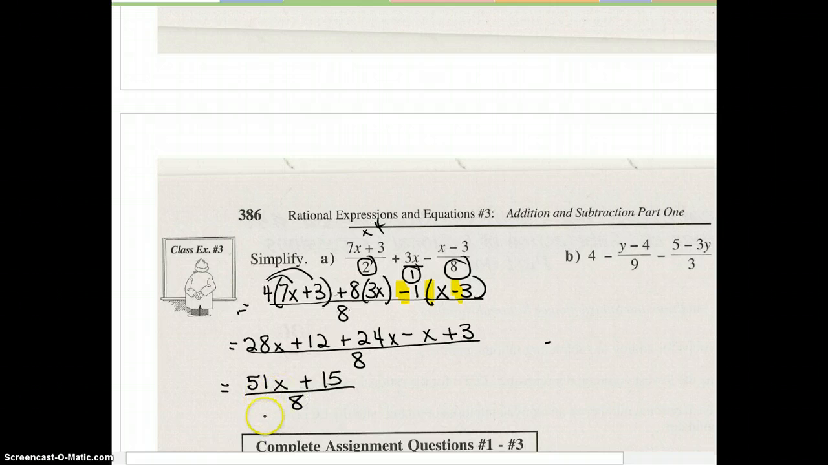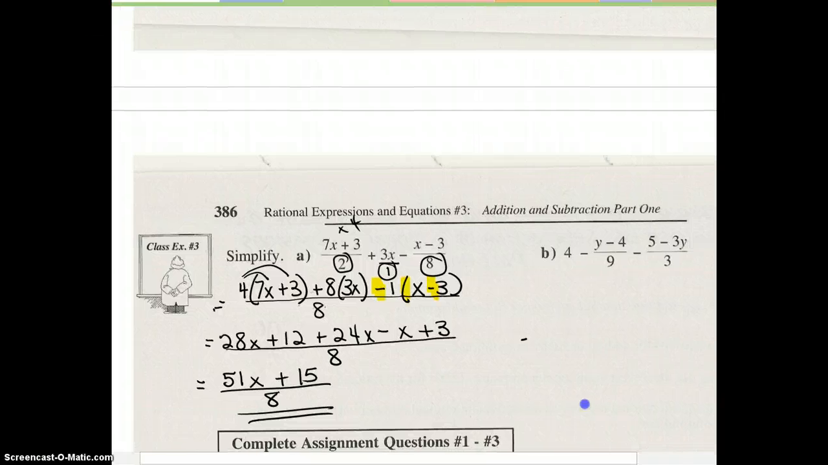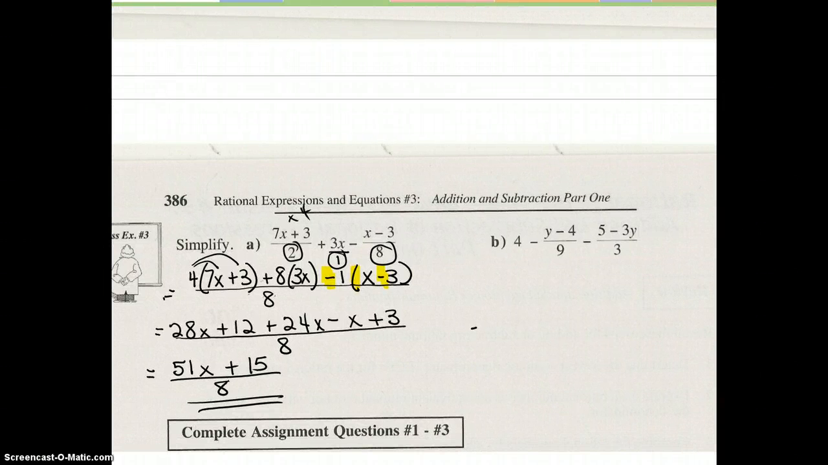And the answer will be 51x plus 15. The next one's very similar, just a couple little things. Notice in this case we have a 4, not an x on top. So remember, this 4 really means 4 over 1. We have a 9 and a 3. So the common denominator, of course, will be 9. So I'll put that at the bottom.